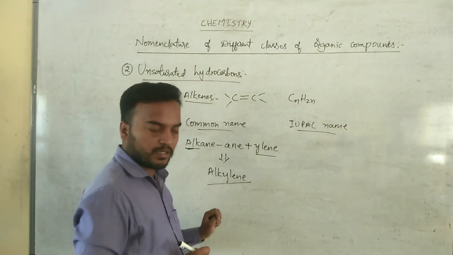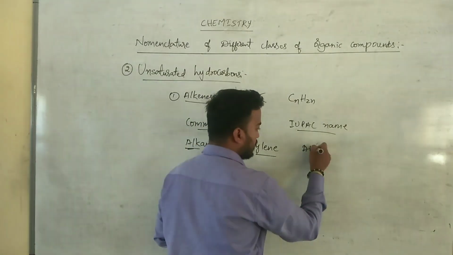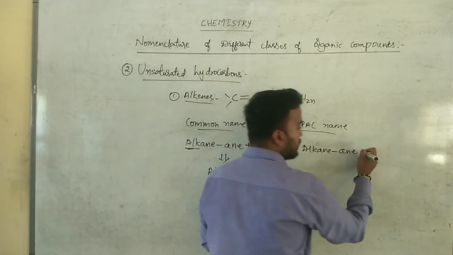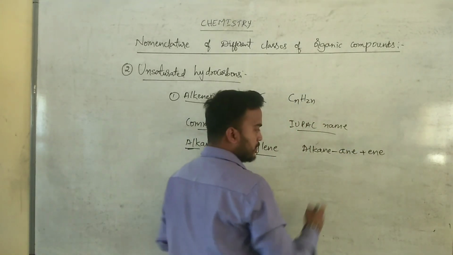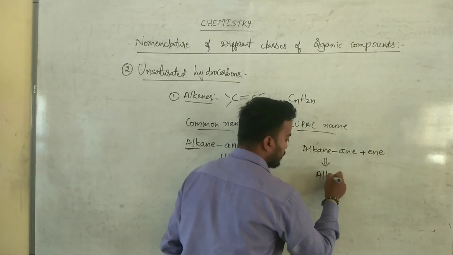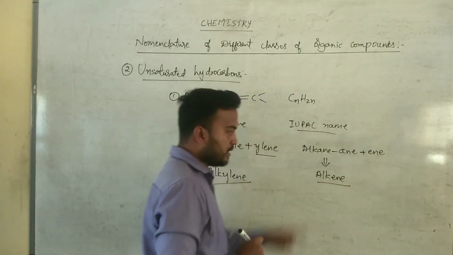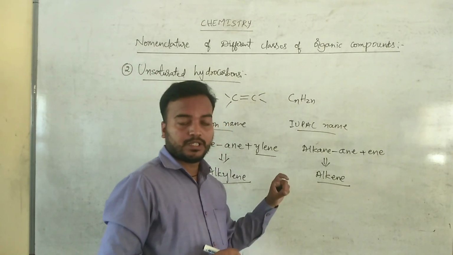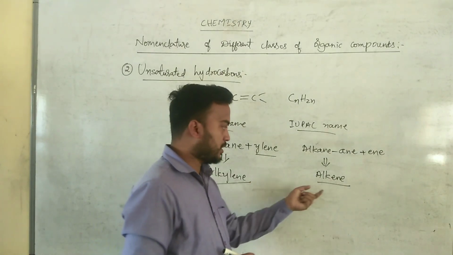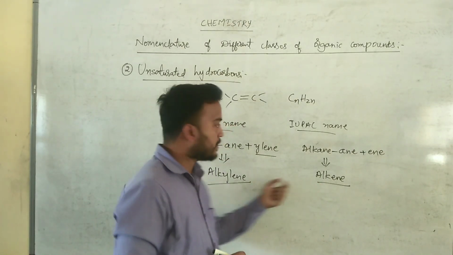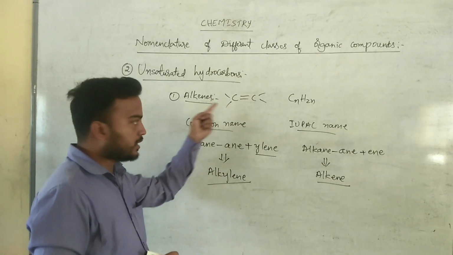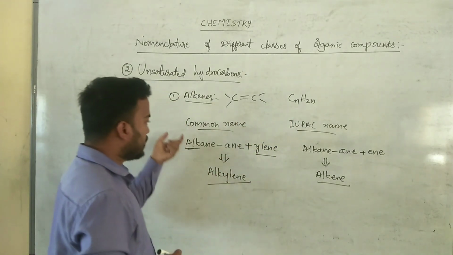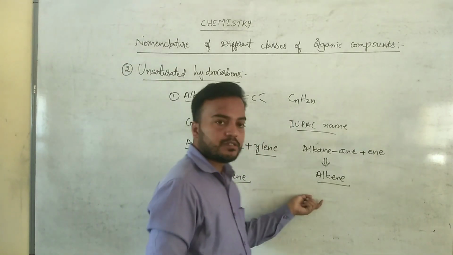And move on to IUPAC name. Same. In case of alkenes, we have to remove the terminal letter A and E, and we have to add the suffix ENE. Therefore, the IUPAC name for alkenes is alkene. When double bonds are present between the carbon atoms, the IUPAC name is alkene. Alkenes contain a carbon-carbon double bond. They have the general formula CnH2n, and the common name is alkylene, and the IUPAC name is alkene.